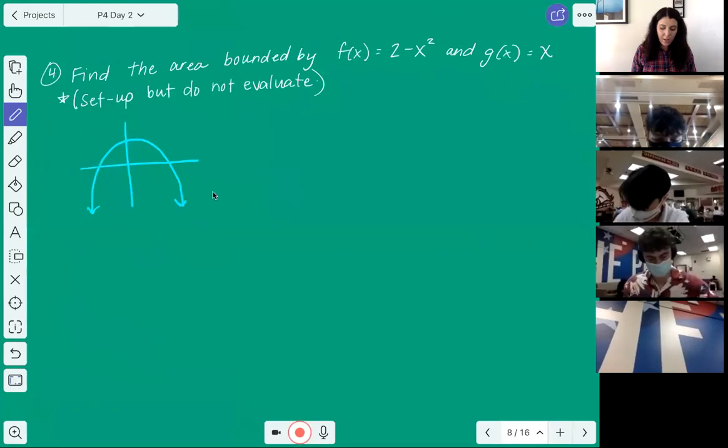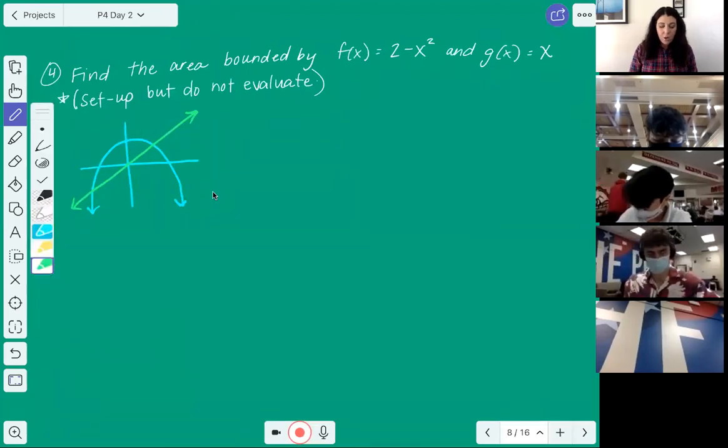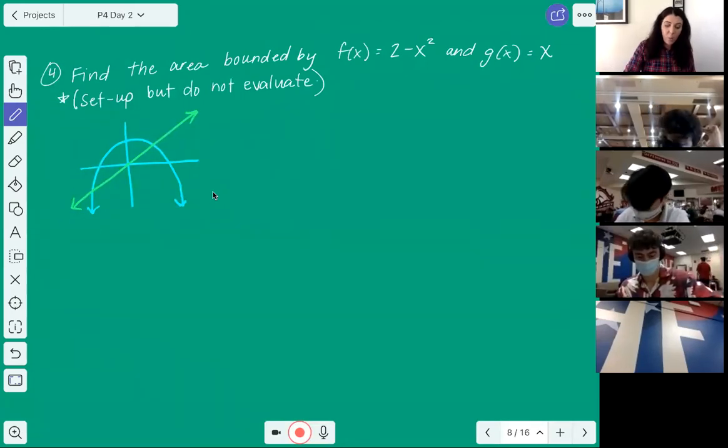That's 2 minus x squared, and then we have y equals x. So that's going to go through the origin with a slope of 1. Doesn't matter if your graph is perfect. Okay, and it wants us to find the area bounded by those two graphs. So we should first notice that it's not saying from x equals 1 to x equals 2 or something.